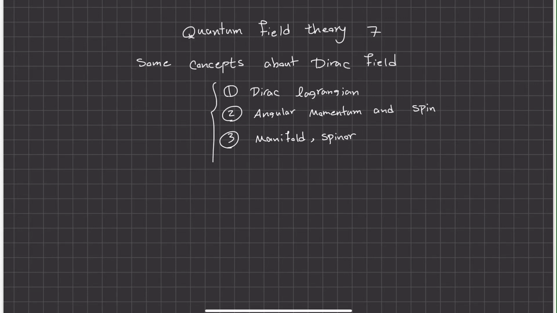Today we are going to talk about three concepts about the Dirac field. We're talking about the Dirac Lagrangian, the angular momentum and the spin, and manifold and spinor. The third concept is going to explore the concept of the manifold.